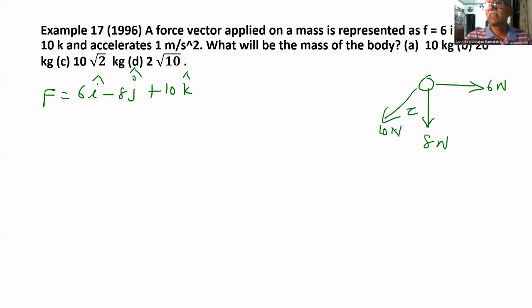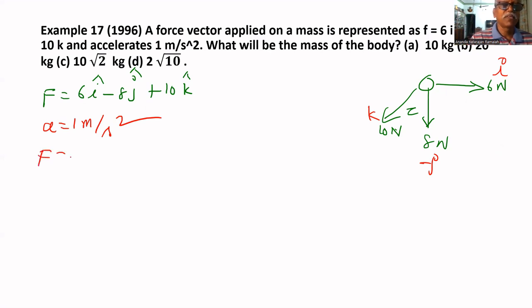The resultant of this is the total force applied on this. This is the meaning. That's why 6. This is I direction. This is J direction. This is K direction. Minus J direction is applied. A force vector applied on the mass is represented as F and accelerates at A equal to 1 meter per second square. What will be the mass of the body?